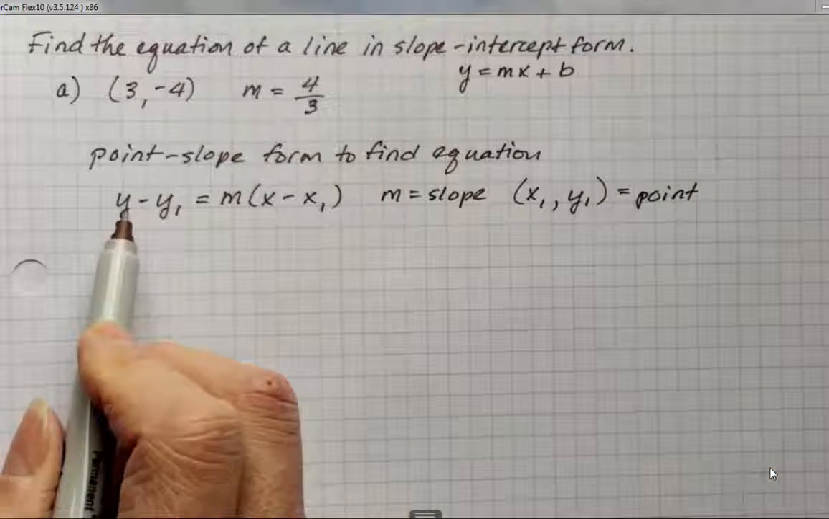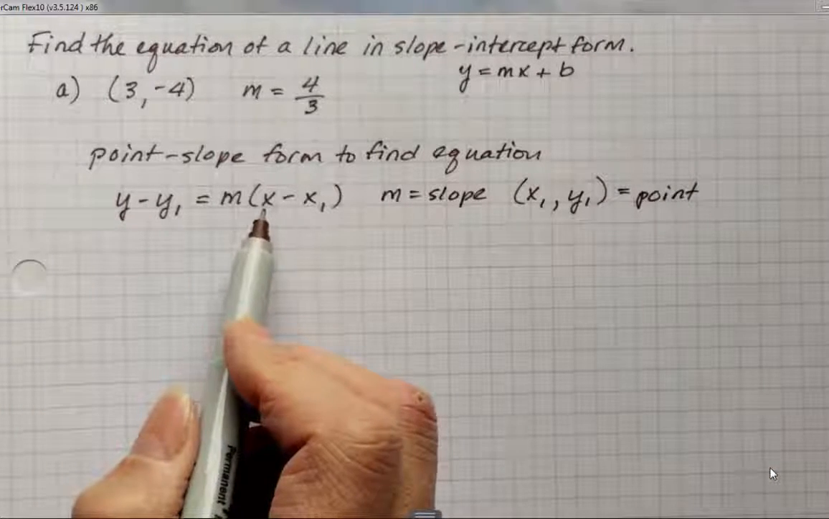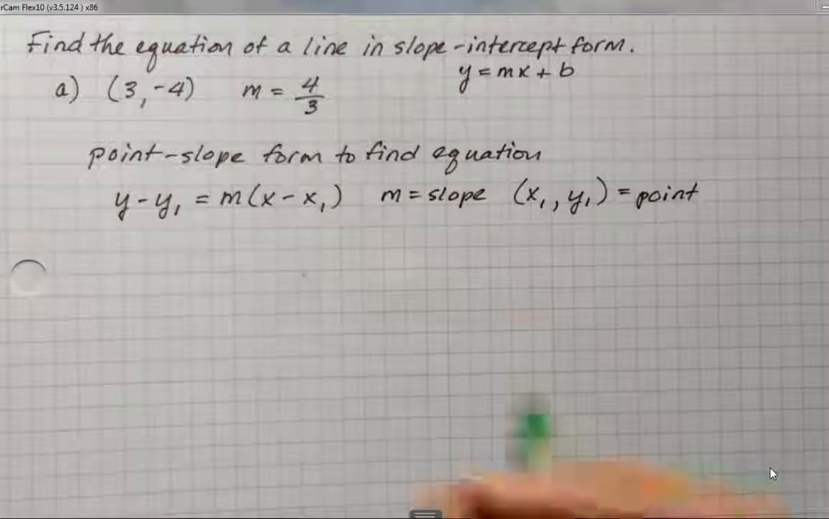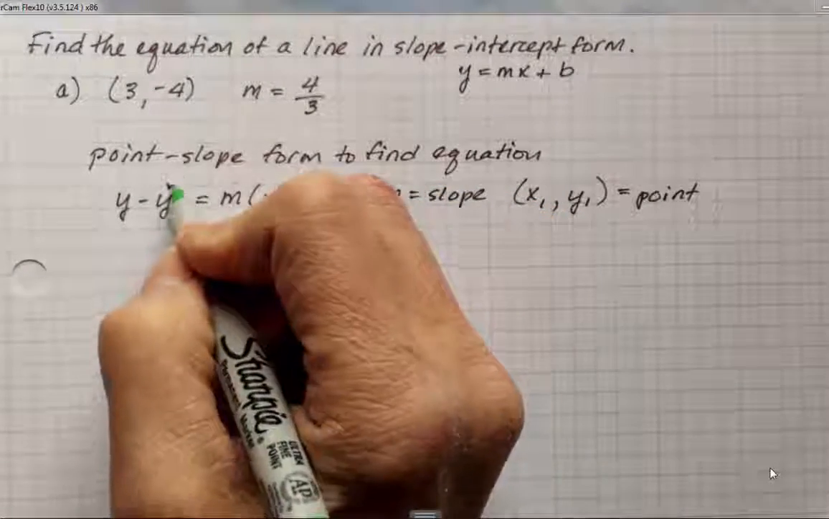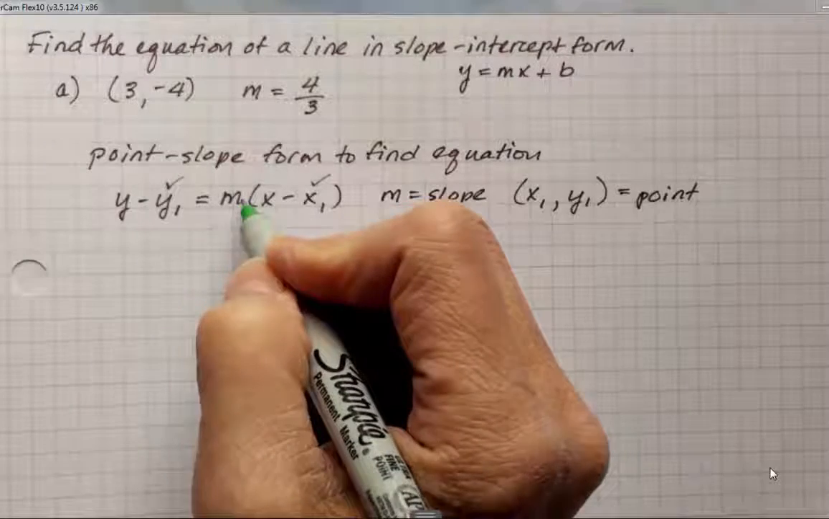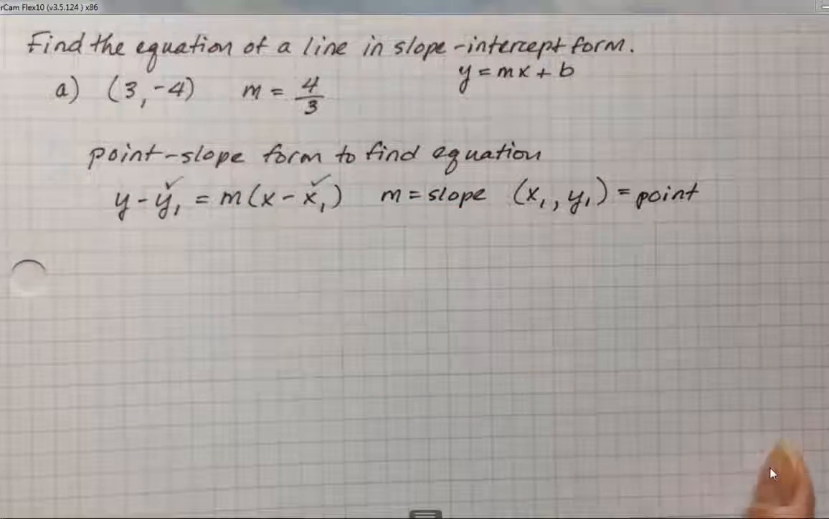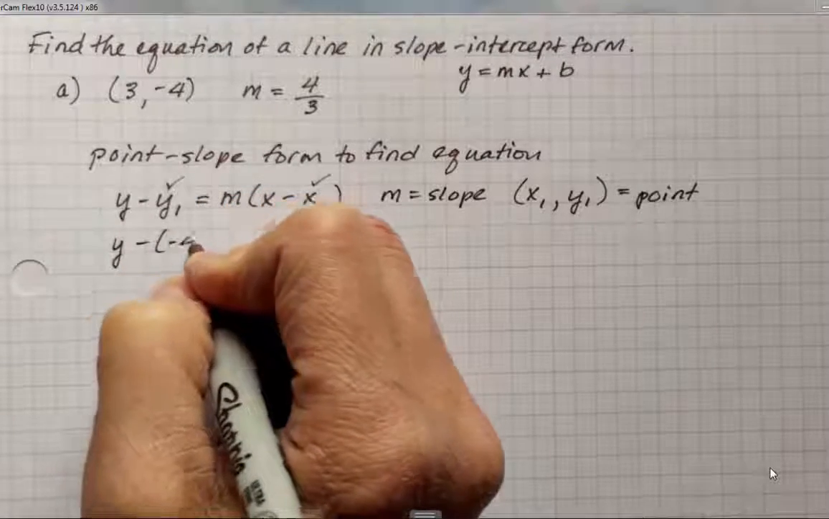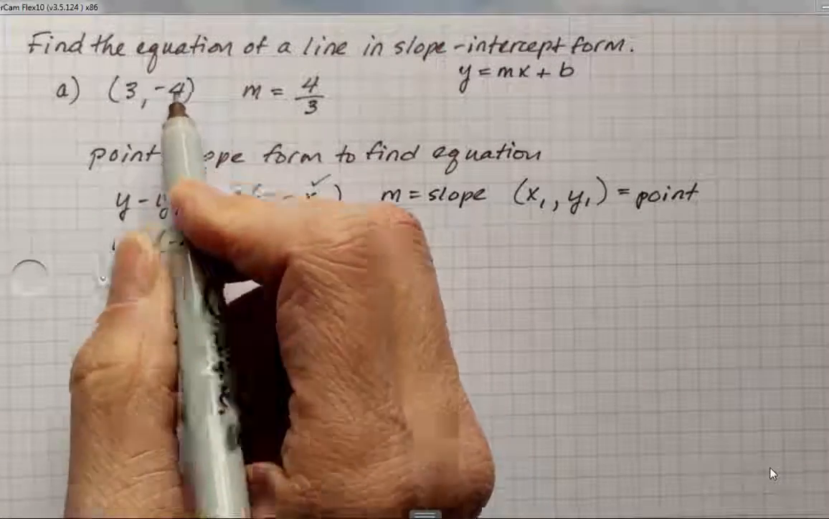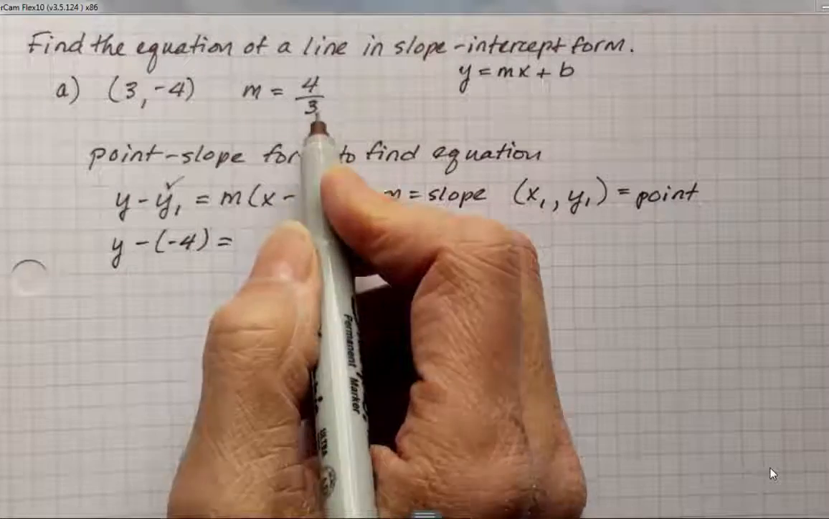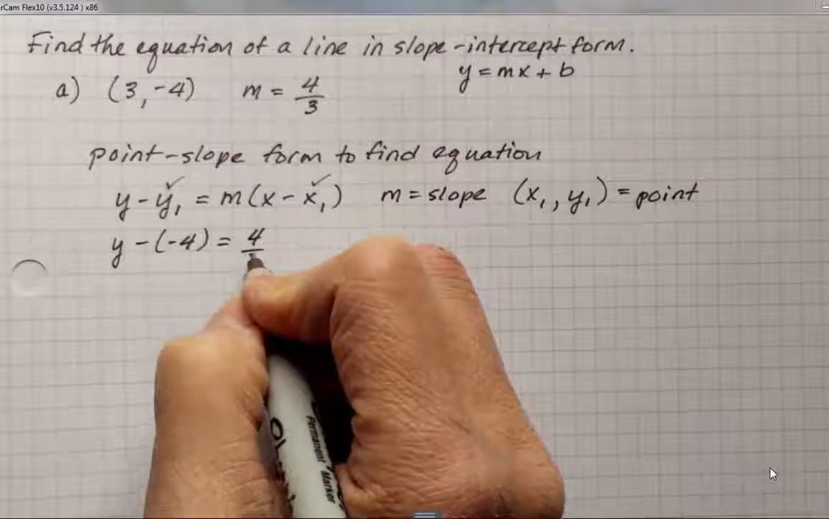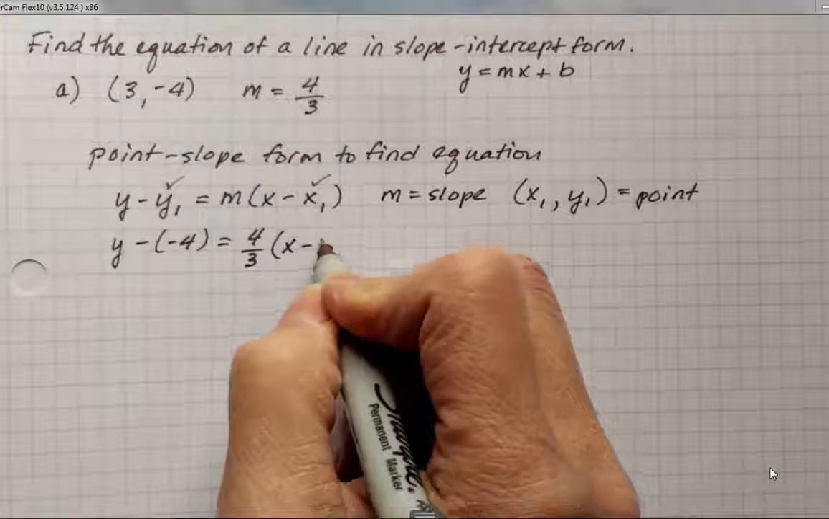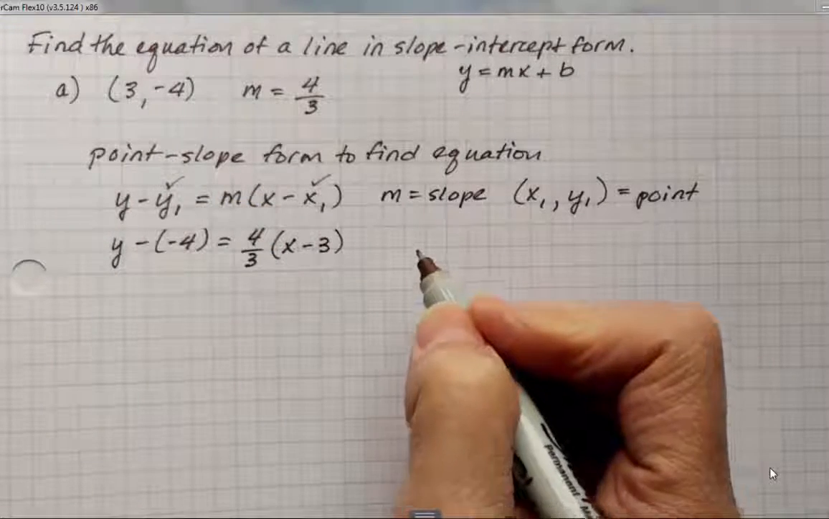So this y and this x, I'm not going to put anything in for those. I'm just going to be putting something in for this x sub 1, y sub 1. That's where my point's going to go. And then I'm going to put my slope in for m. So doing that, I end up with y minus a negative 4, using the negative 4 from up here, equals 4/3, which is my slope, times the quantity x minus, and my point, my x-coordinate is 3.